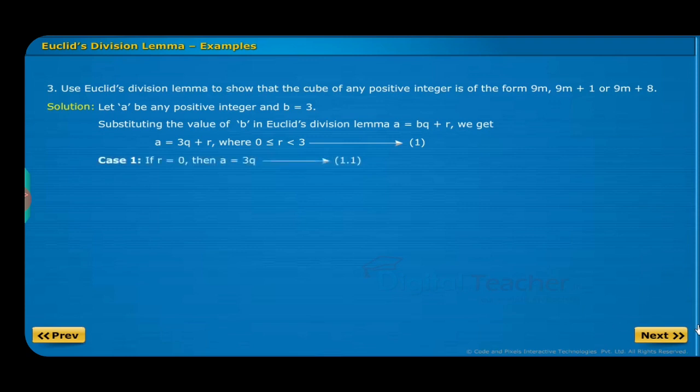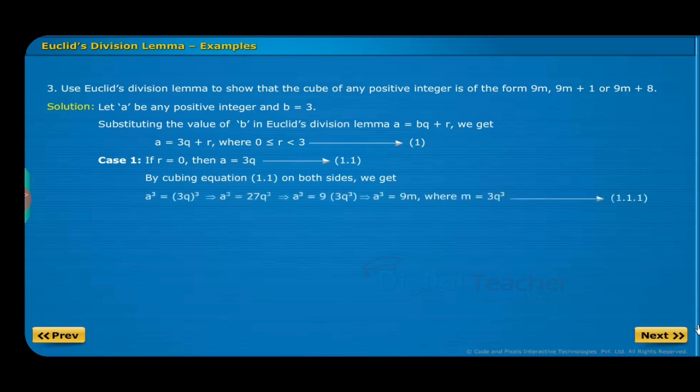Case 1. If r equals 0, then a equals 3q, that is equation 1.1. By cubing equation 1.1 on both sides, we get a cube is equal to 3q whole cube, which is equal to 27q cube, that is in turn equal to 9 into 3q cube. So a cube is equal to 9m, where m equals 3q cube, that is equation 1.1.1.